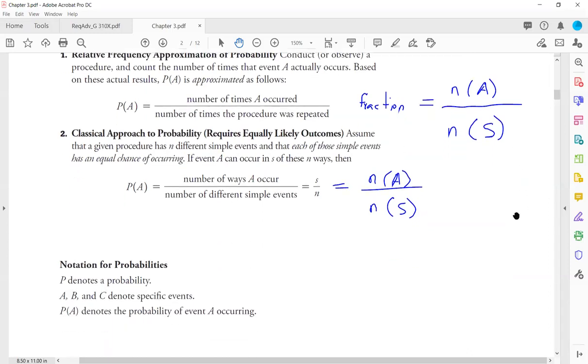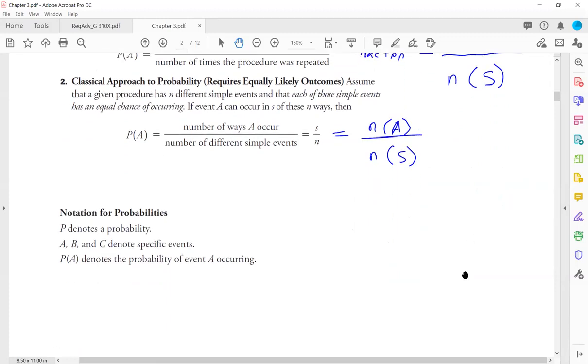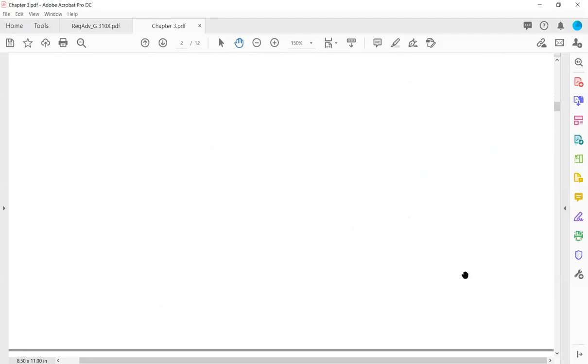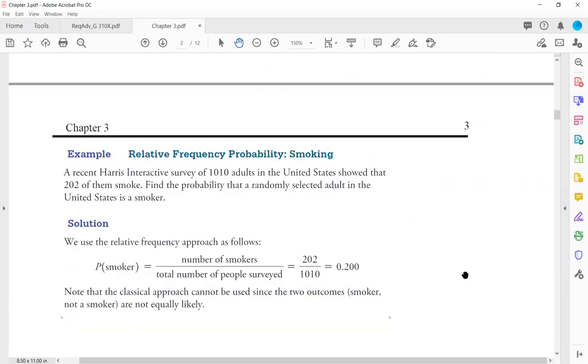Very well. Note that P denotes the probability, and A, B, and C denote specific events. P of A denotes the probability of event A. Okay, take a look at this example.